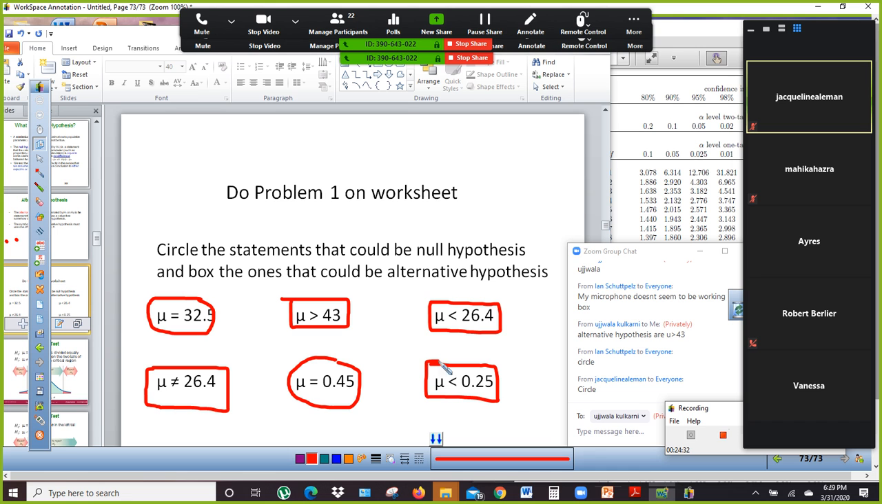Again, null hypotheses are always, always, always equals. No difference.